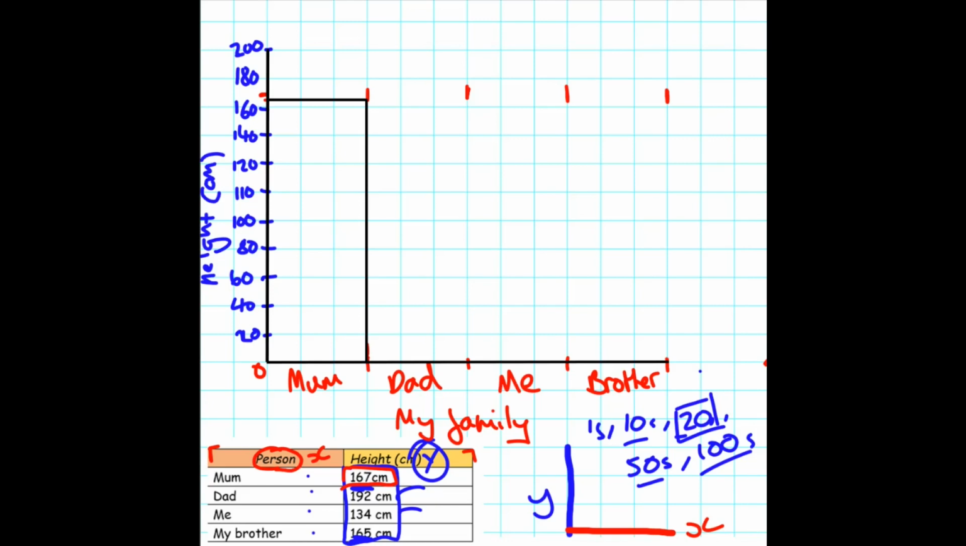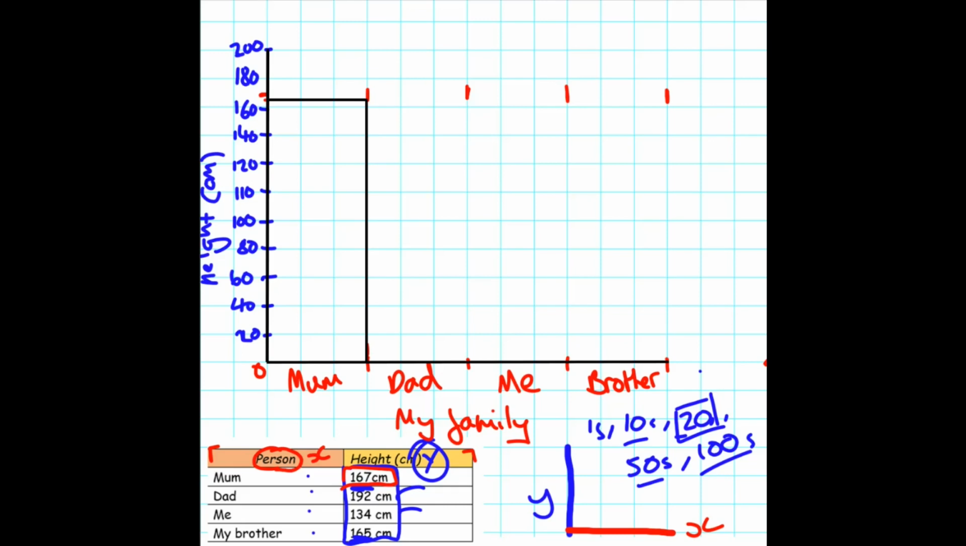My personal preference is to draw the bars first and then do the colouring in afterwards, just because that way you've got your bar completed and you're not going to worry about your colours. Let's get the job finished before we worry too much about anything else.